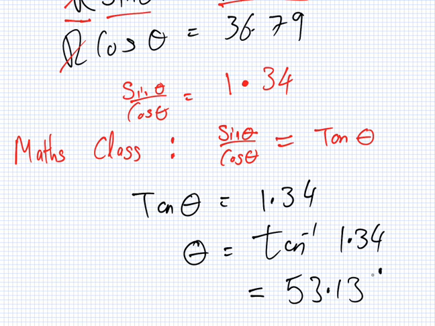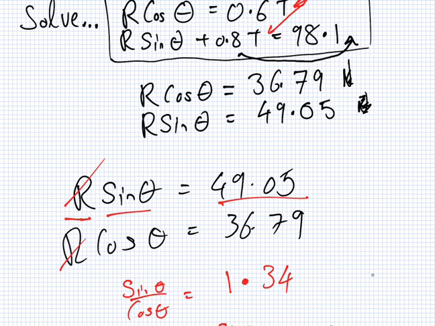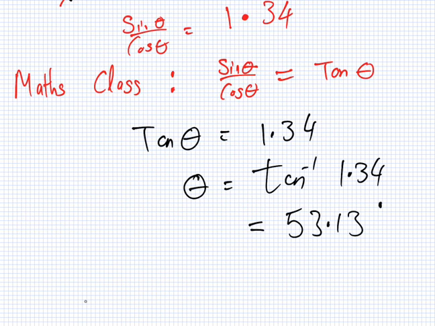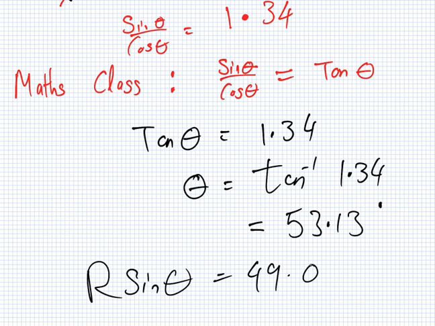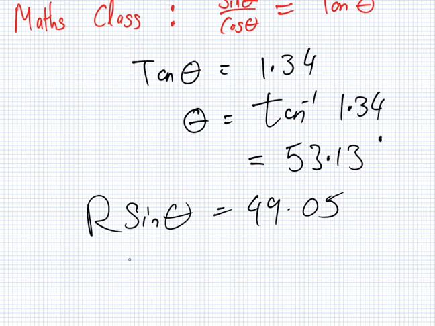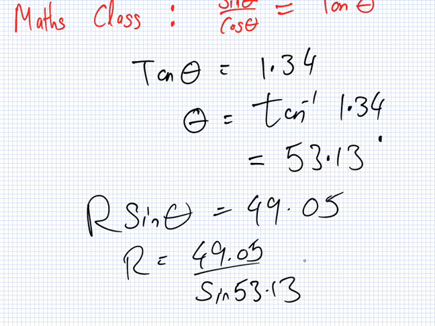Now I'm nearly finished. The last thing to get is the R. So if I just look up for a moment, I will use, for example, this one here to get the R. R sine theta equals 49.05. So that means R equals 49.05 over sine theta, which is 53.13. So my R is 61.3 newtons.